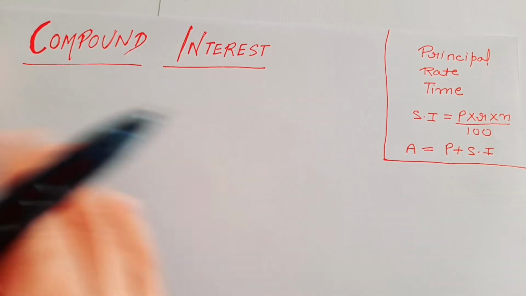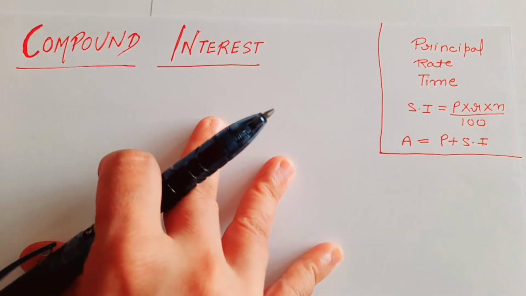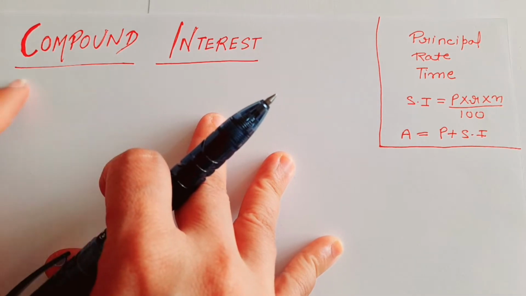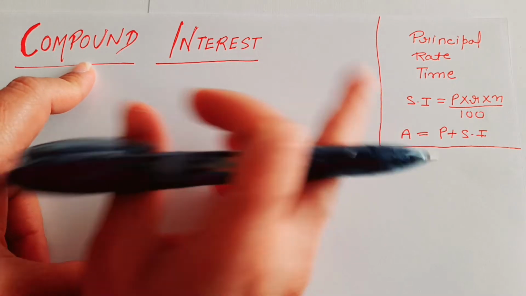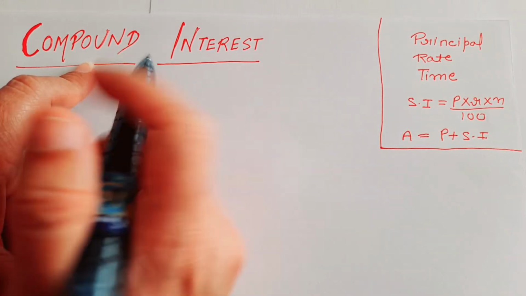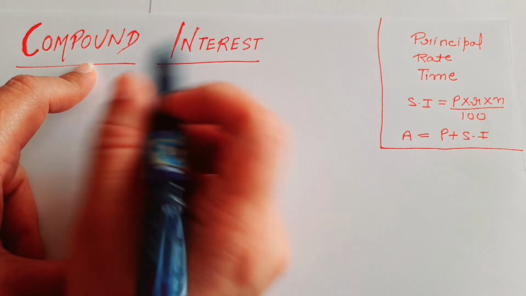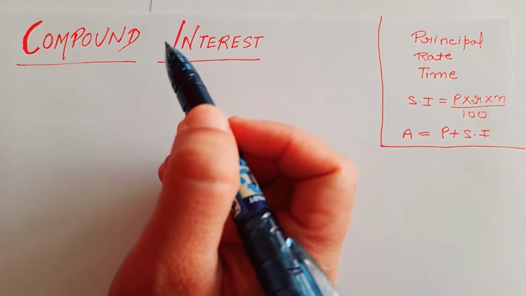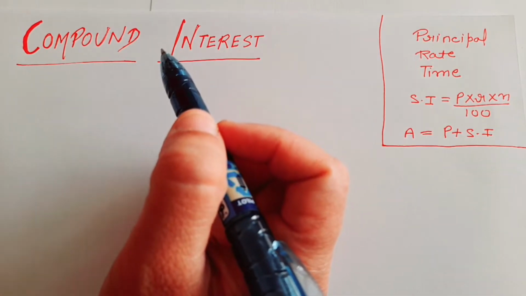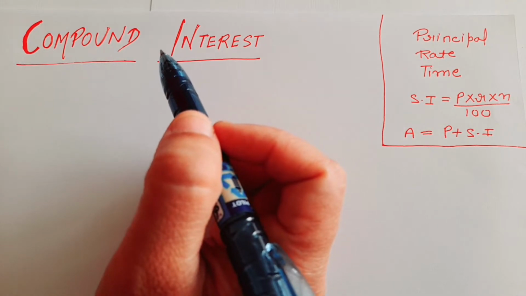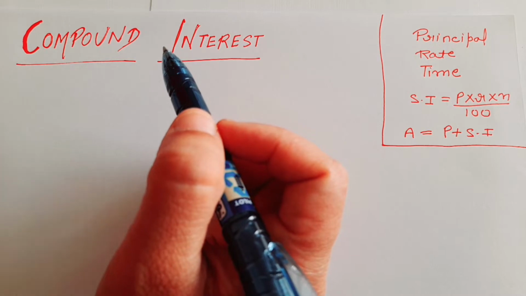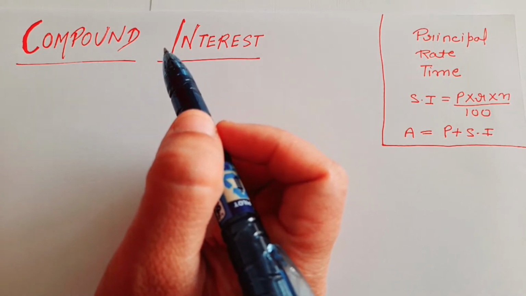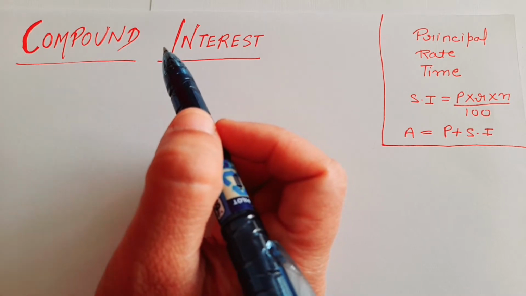Hello. So in this video we will learn about the concept of compound interest. What is compound interest? Simple interest we have already studied. In compound interest also you have a principal. Principal is the sum which is borrowed. Suppose you are borrowing a principal at some rate for some time, and then you add interest to it, and whatever you return is the amount.